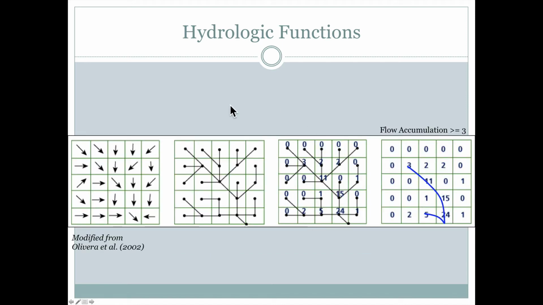So how does it work? It's based on a digital elevation model, and it makes one assumption, that water flows downhill, which we know that it does. So basically, the first thing it does is, for each of the different grid cells within the digital elevation model, it calculates a flow direction.